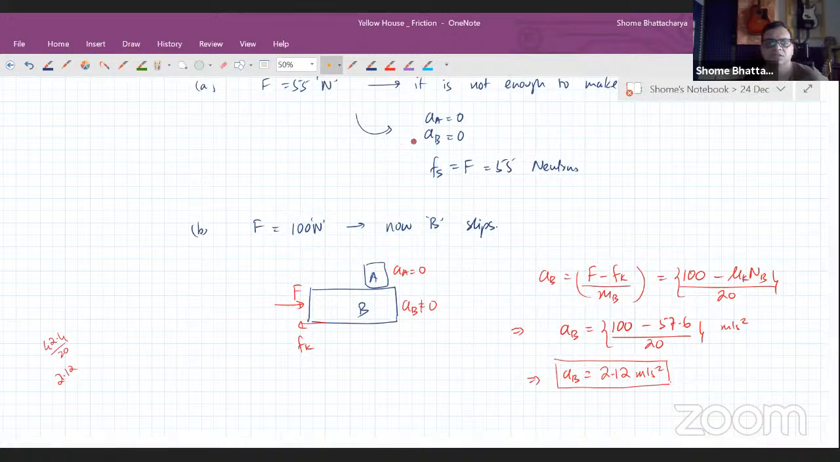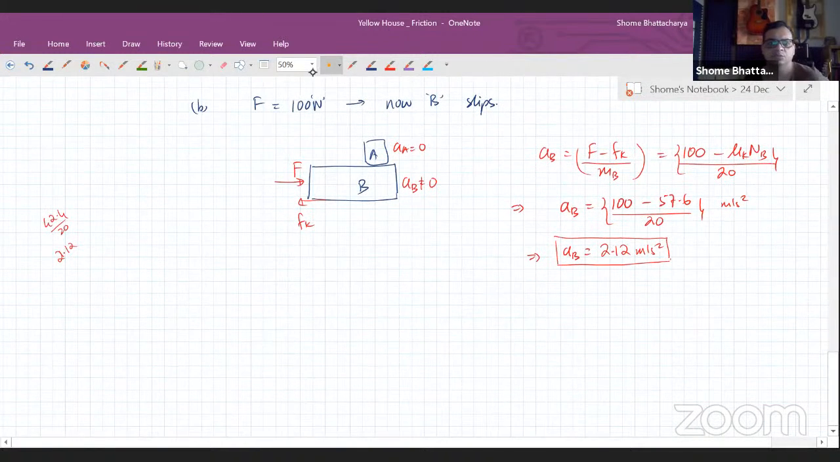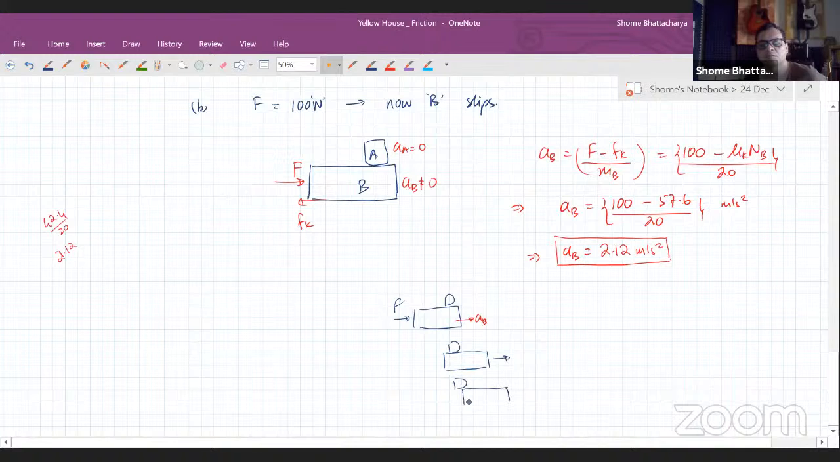So what will actually happen is that eventually A will slip off B, but we are only worried about the initial instant. So when we start pushing, this will start moving. Eventually, after some time, this will happen. Then this will roll over. But we are not worried about all this. We are only worried about initially what is happening. So that is this.